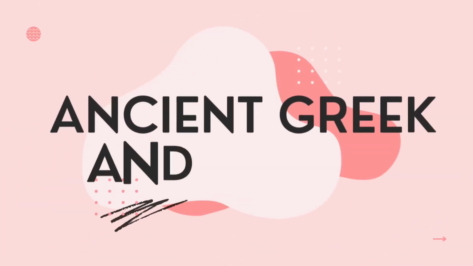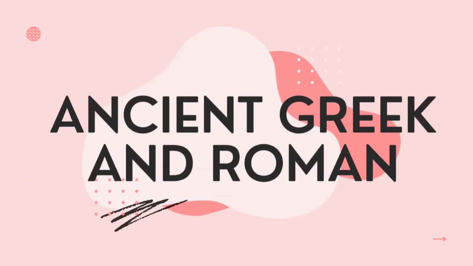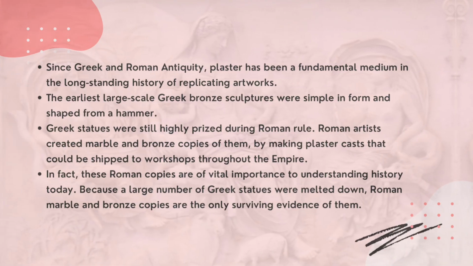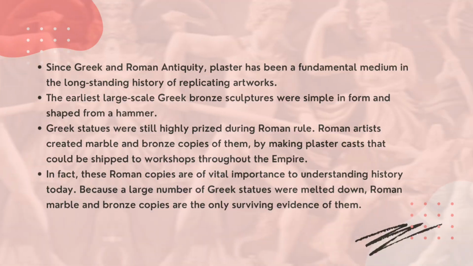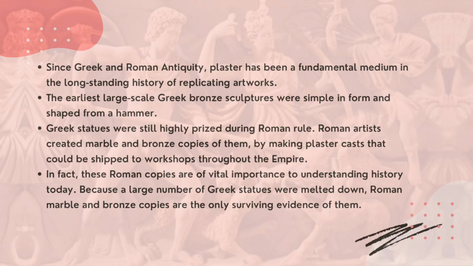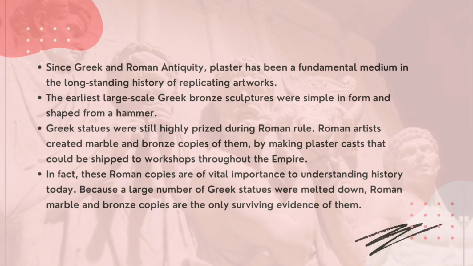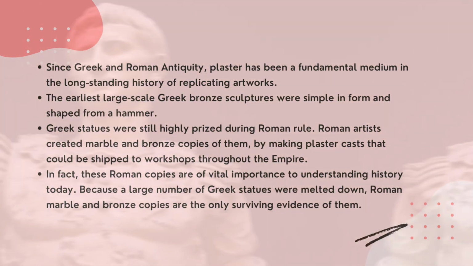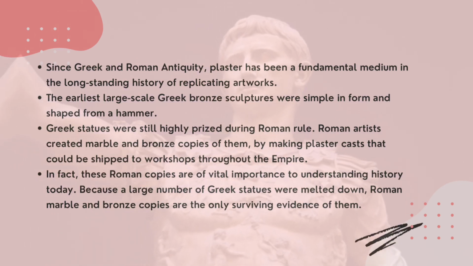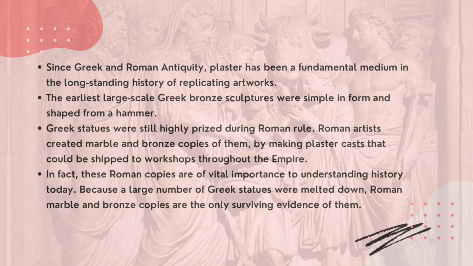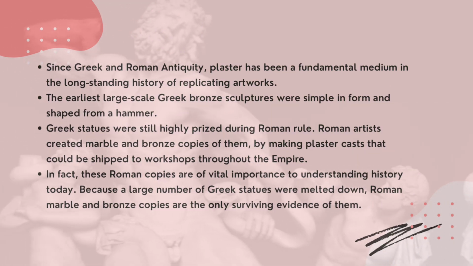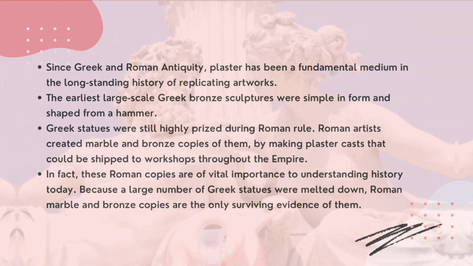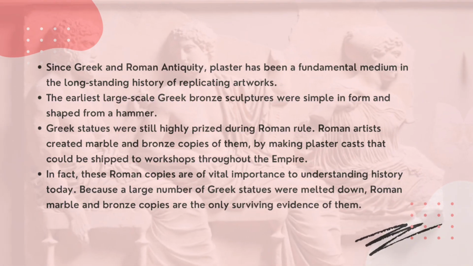We now move on to ancient Greece and Rome. Since Greek and Roman antiquity, plaster has been a fundamental medium in the long-standing history of replicating artworks, especially marble and bronze sculptures in the round and sculptural reliefs. The earliest large-scale Greek bronze sculptures were simple in form and shaped from a hammer, separate parts of which were sometimes attached with rivets. From there, artists moved on to the technique of hollow lost wax casting in order to make large freestanding bronzes.